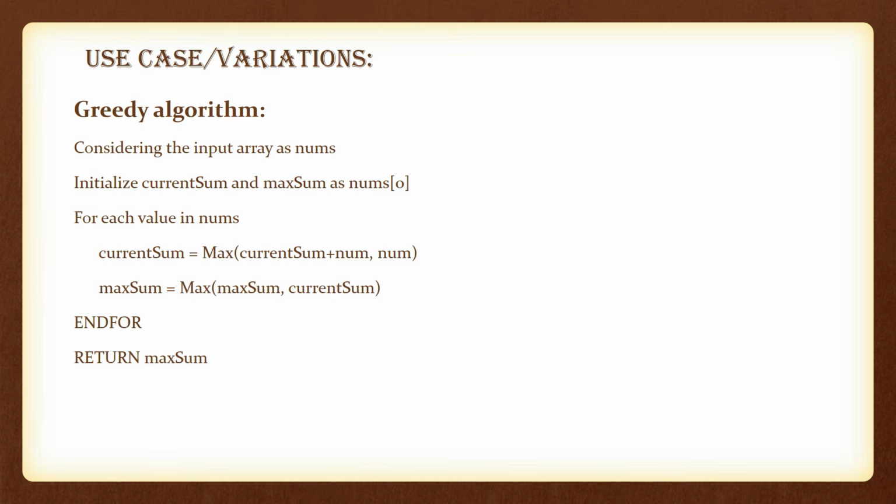In the greedy algorithm, we would initialize two variables, current sum and max sum, with the first value of the input array. The current sum will hold the local maximum sum and max sum will hold the global maximum sum. For each element in the array, we will update current sum with the maximum of either the sum with the current element or the current element itself. The max sum will be the max of itself or current sum. The result would be max sum.